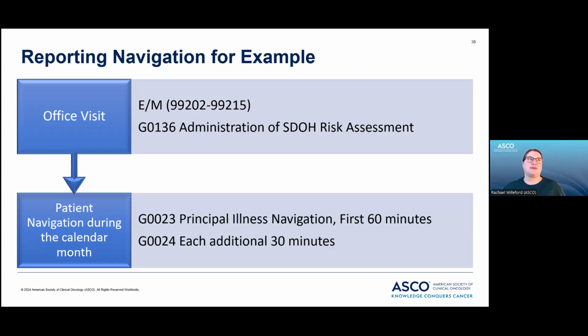So what's that going to look like? The physician would report the applicable E&M code for the office visit. And then because his staff did this as auxiliary personnel as incident to, he would report the G0136 for that risk assessment. The navigation team would be performing the services during that calendar month, but the physician, the initiating provider, is going to be reporting the actual G0023 and any G0024 once that time is reached for these services.